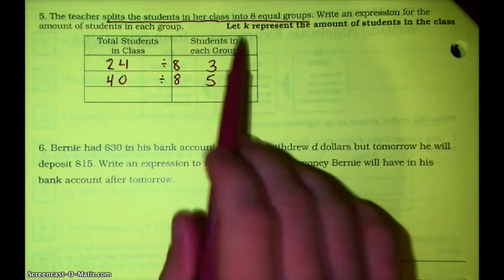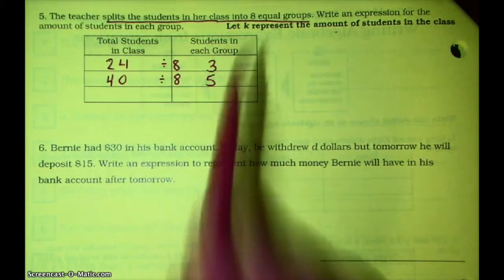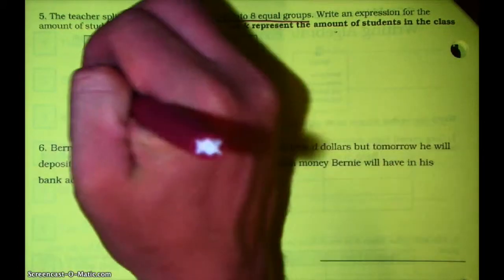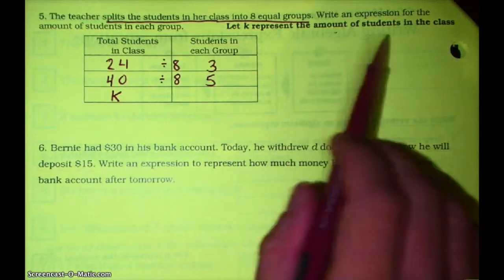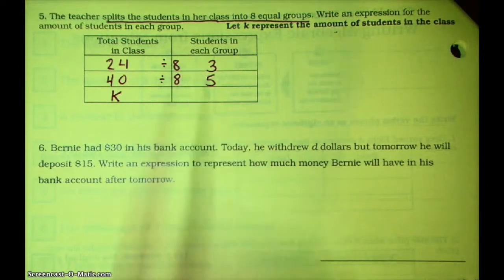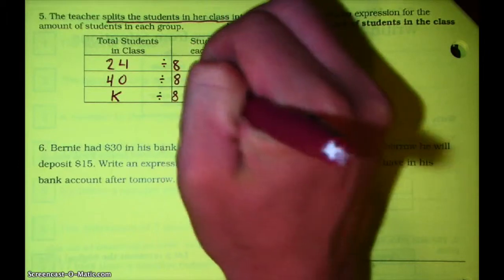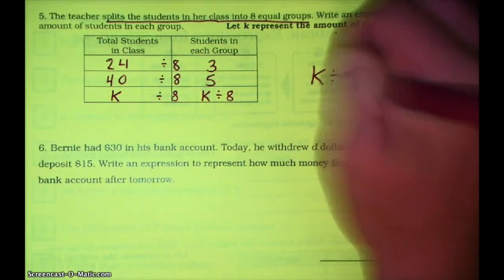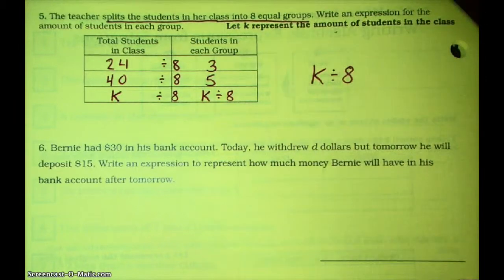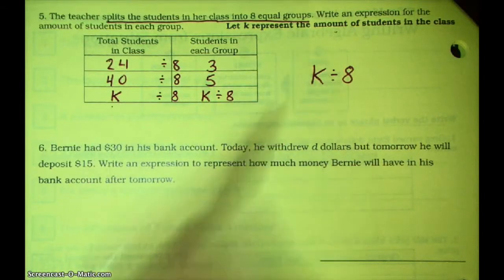So it says, let K represent the amount of students in the class. Since the problem didn't tell me how many students were in the class, we'll let K be the variable that represents the amount of students in the class. And to find the students in each group, we'll take K, and we will again divide by 8. So the expression that represents the amount of students in each group, if there are K students in the class, is K divided by 8.